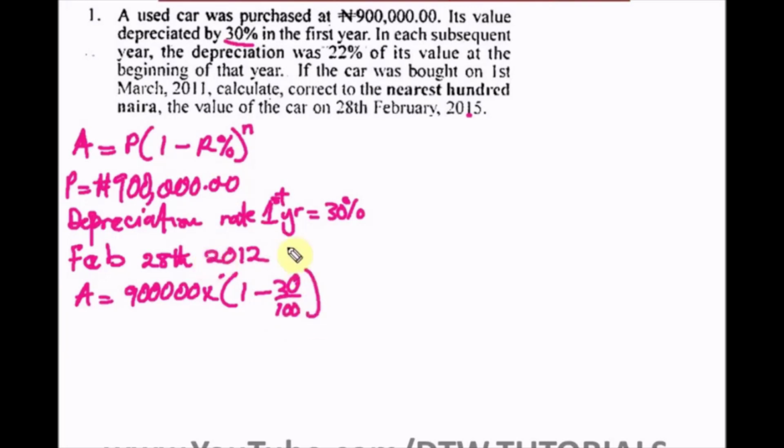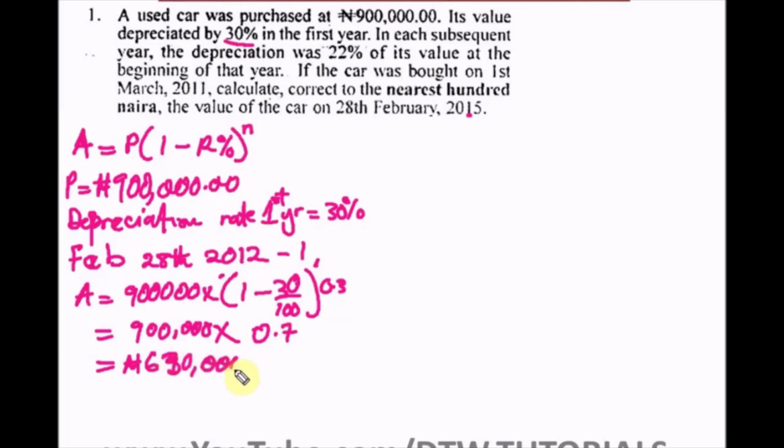And this is the first year. It's just 1 year we're looking at, so this will be all raised to the power of 1. So here we have 900,000 times 1 minus 30 divided by 100. 30 divided by 100 gives 0.3, and 1 minus 0.3 gives us 0.7. When you punch it in your calculator, 900,000 times 0.7 gives us 630,000. This is the amount in the first year, after the depreciation of 30%.